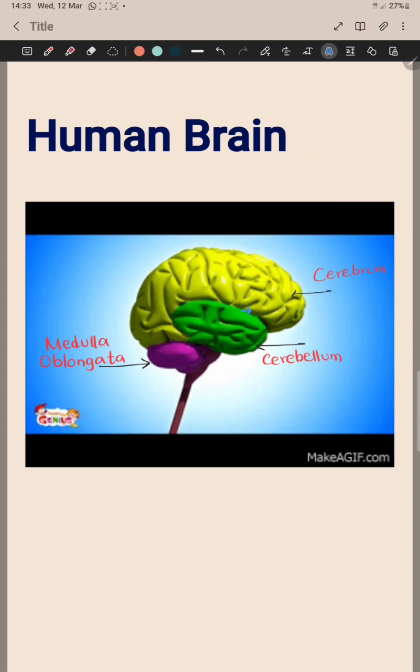The cortex of the brain is gray in color because of the presence of gray matter. These gray matters are the cell bodies of the neurons. The inner part of the brain is white in color because of the white matter. The reason for the white matter is the myelin sheath of the axons of neurons.